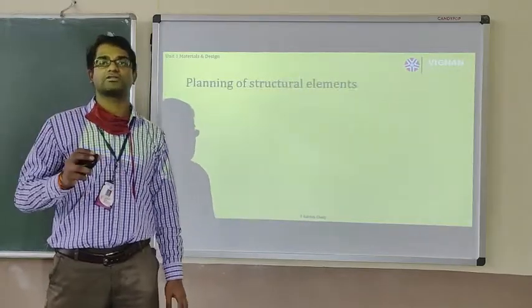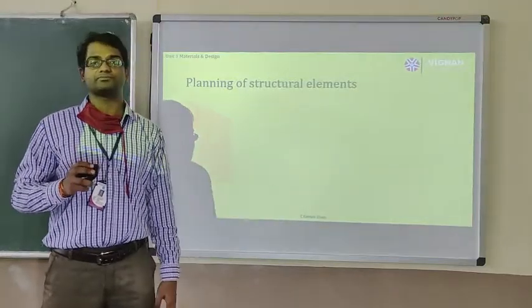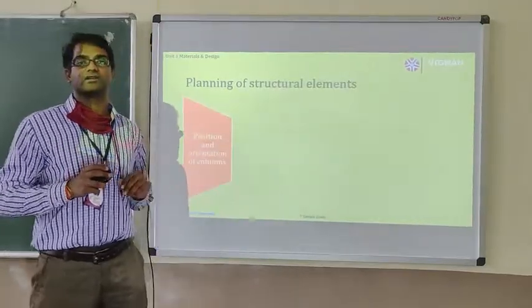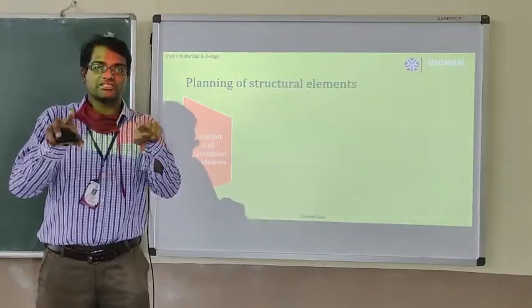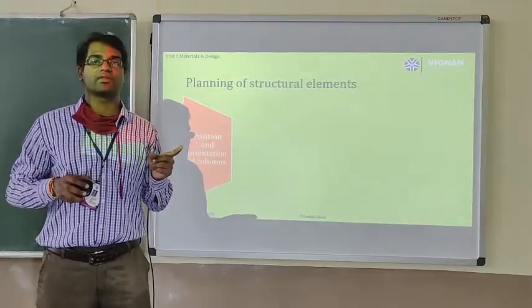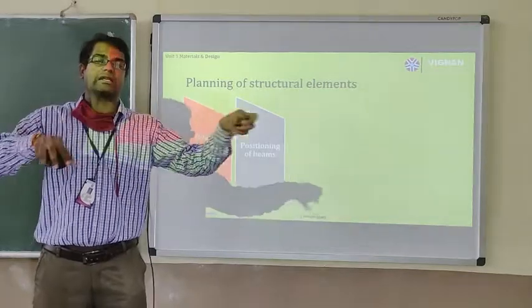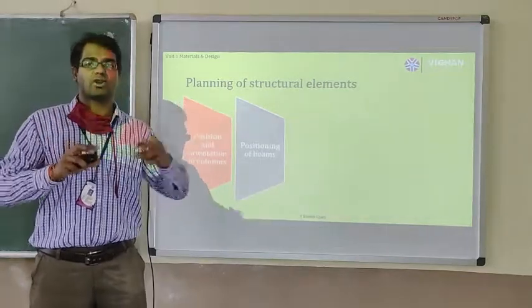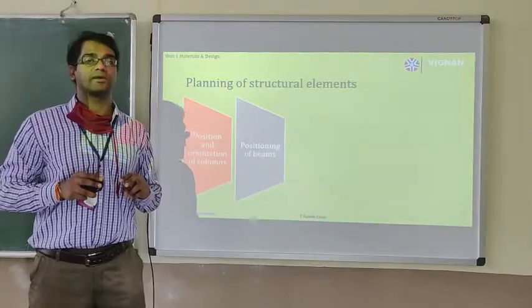Last slide, we're going to close this session. Now, how do we plan these structural elements? First, you will have the columns. You will position and orient the columns. That is your first plan. Second, you will position the beams so that they connect mostly the columns. Column to column, we will join them. That is what we call position of beams.